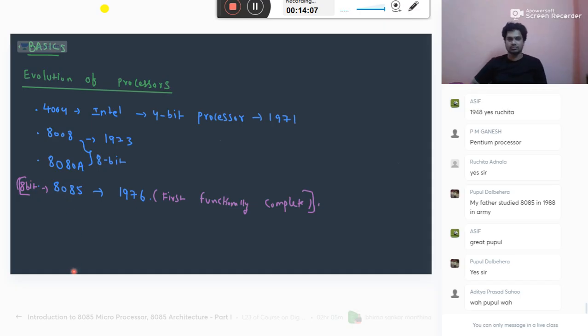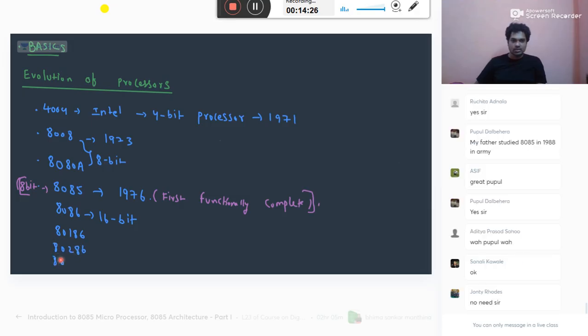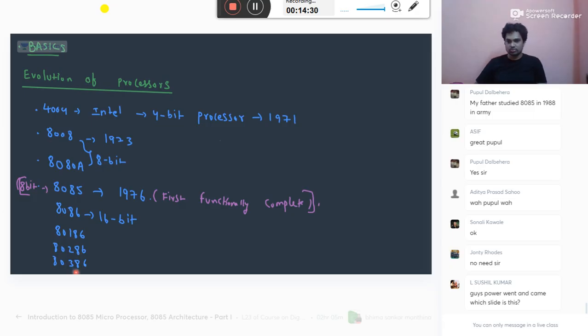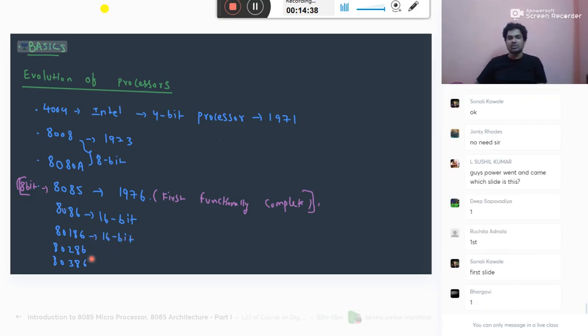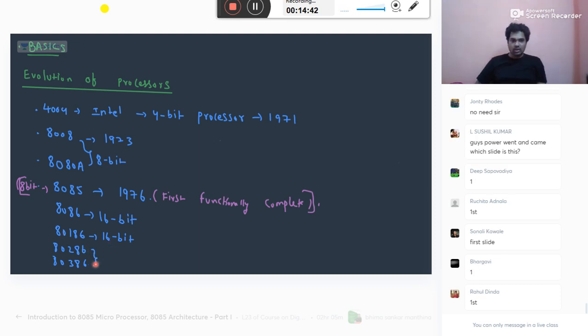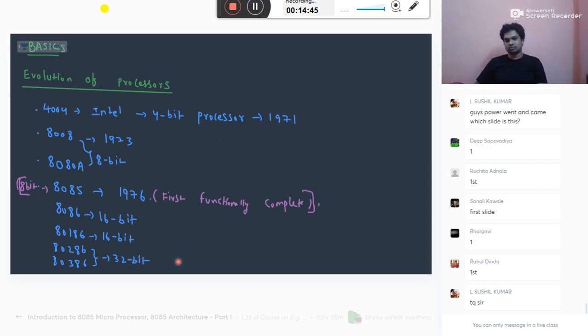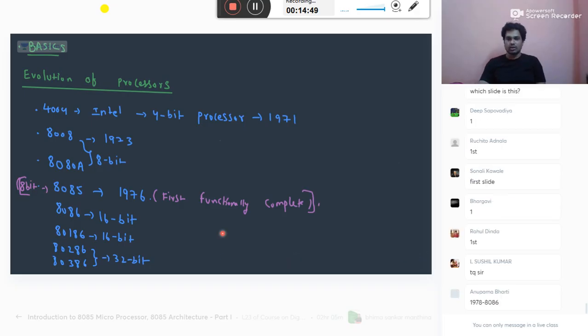So the next one is 8086. I don't remember all the years, so just leave me from this point. I don't discuss these years. It is 16-bit, you can Google it if you want. Then 80186 came into the picture, 80286, 80386. This is the first slide, Sushil, don't worry. This is a 16-bit, because it is today's introduction so I am going a little slow. These are 32-bit processors. Then 1978 to, whatever the year may be. Please see here: in this era, virtual memory came into the picture.